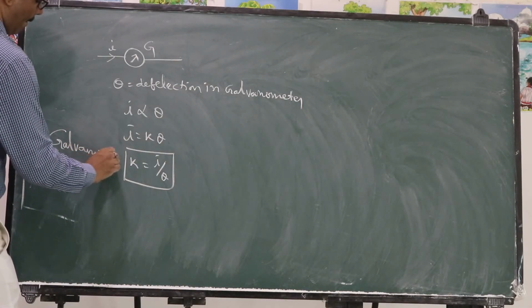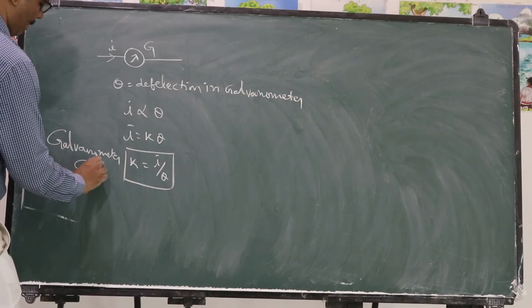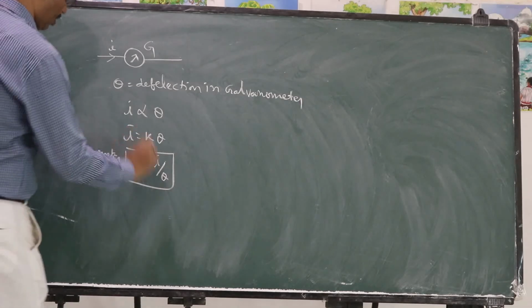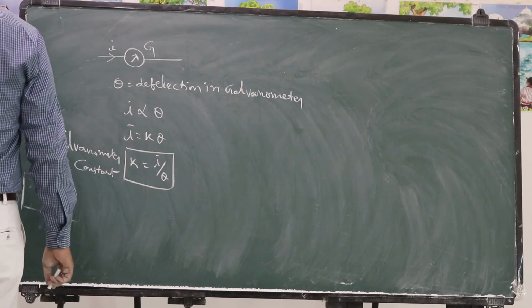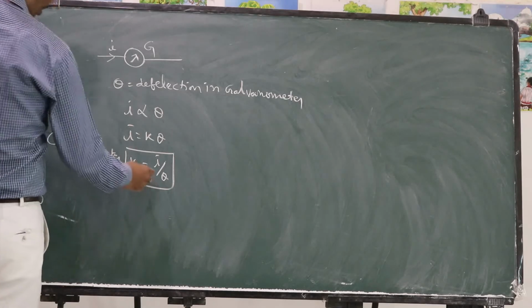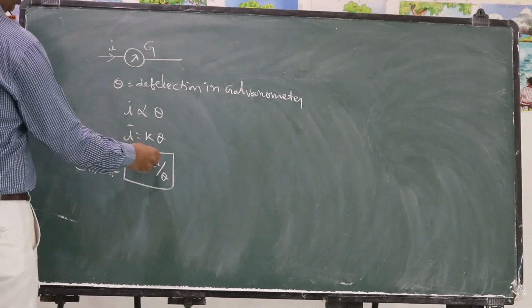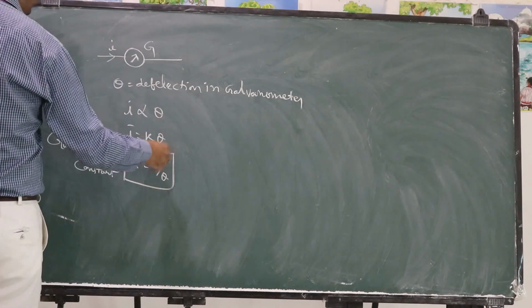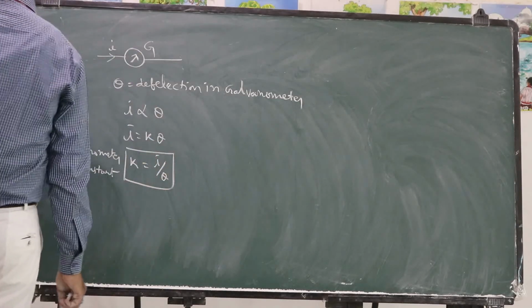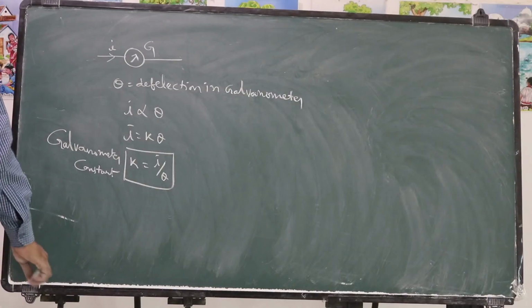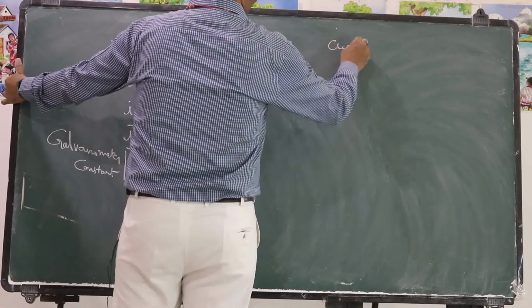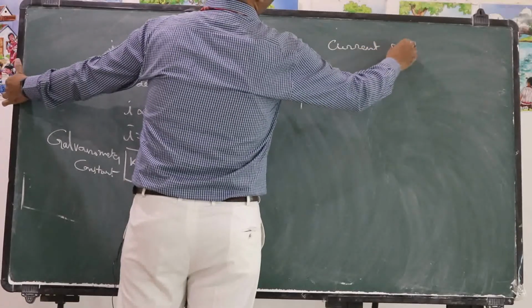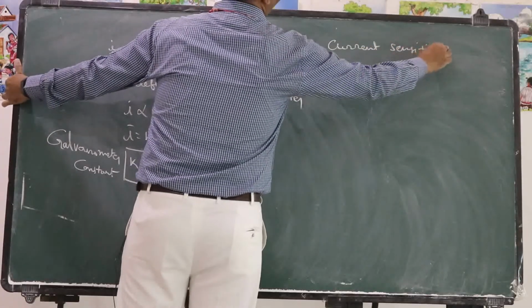Galvanometer constant. This is one of the important definitions you should remember. What is galvanometer constant? It is the ratio of strength of current passing through the galvanometer and the deflection produced. Now, let us discuss current sensitivity.